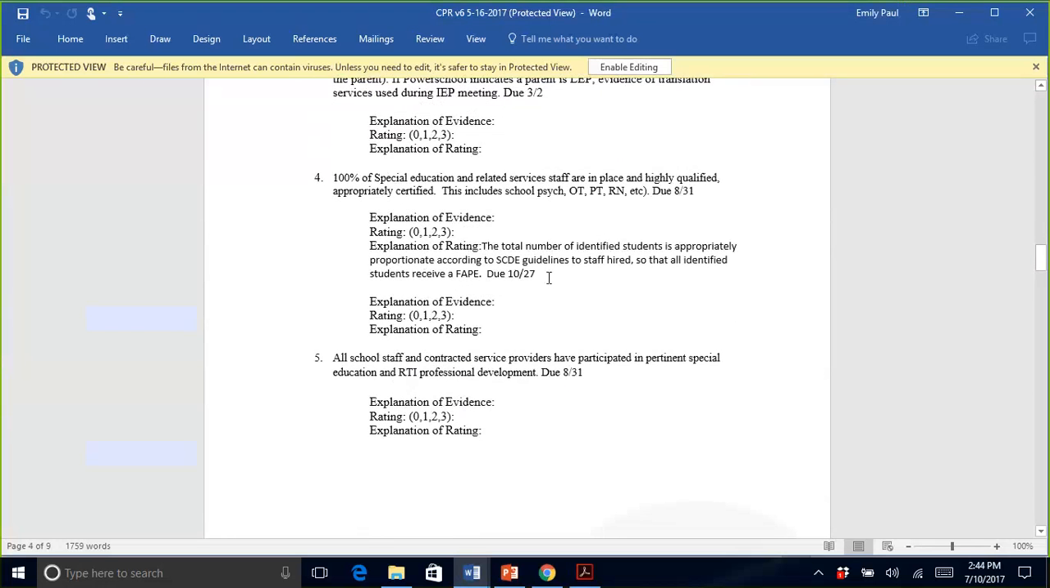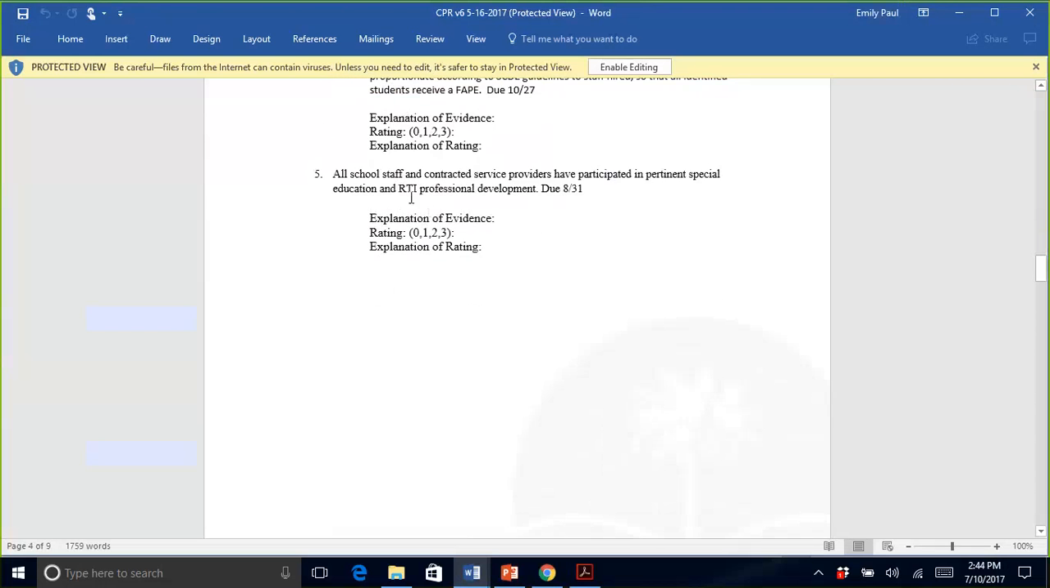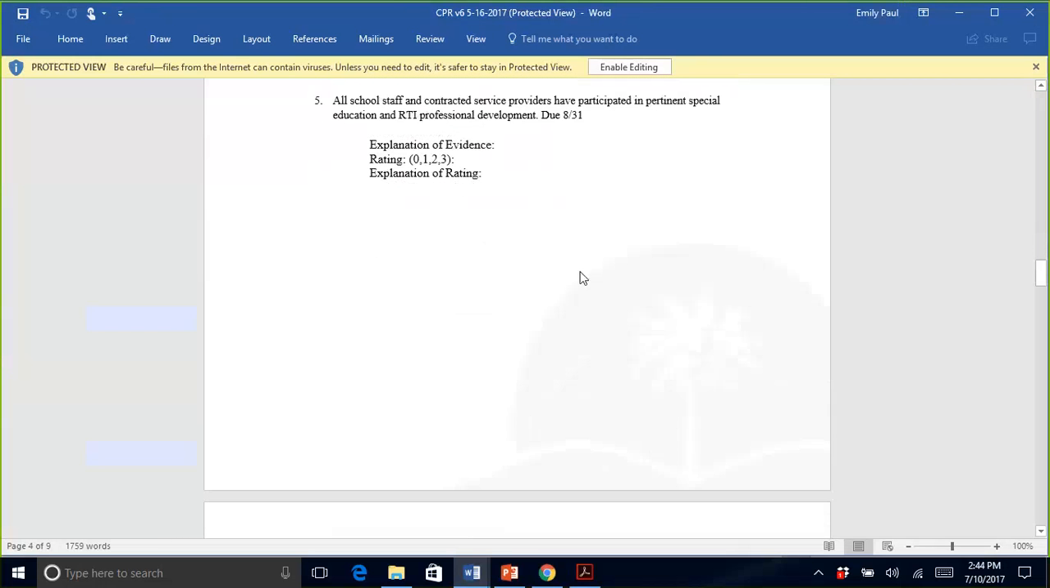The fourth item is 100% of special education and related services staff are in place and highly qualified and appropriately certified. So that's where you're going to turn in all of your related service personnel's licensure, and we'll make sure that they meet the criteria. Fifth, all school staff and contracted service providers have participated in pertinent special education and RTI professional development. So make sure that you're keeping your PowerPoints and all your documentation, sign-in sheets, for the professional development that you do.